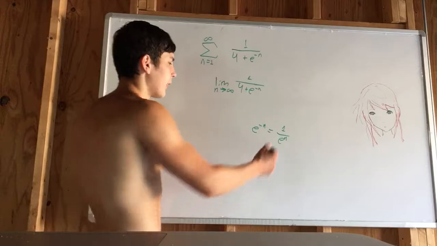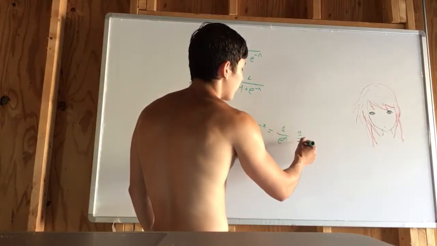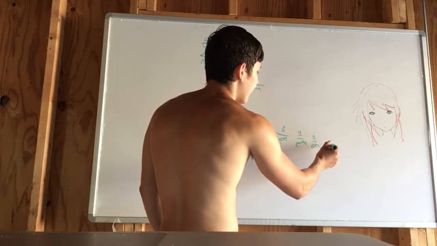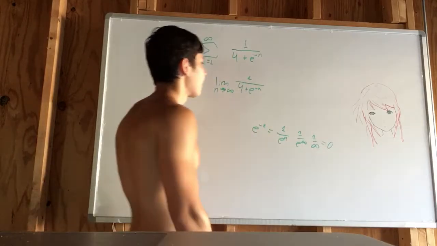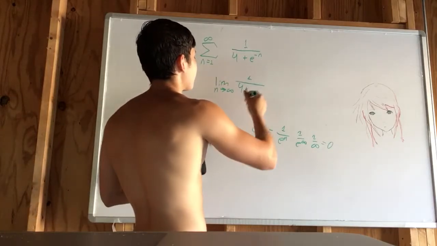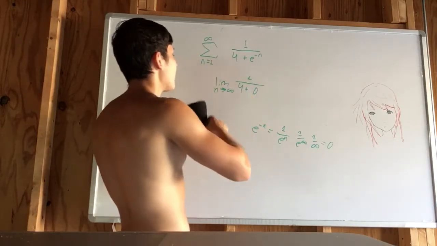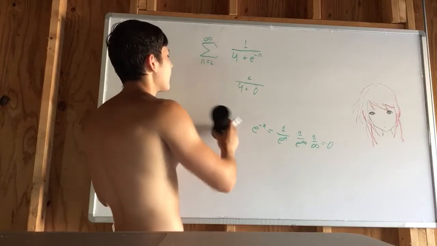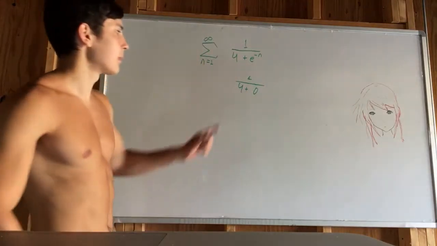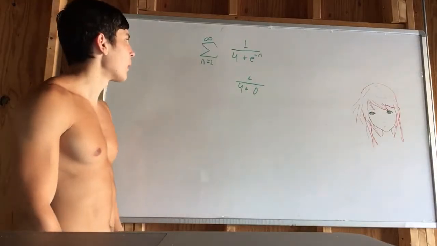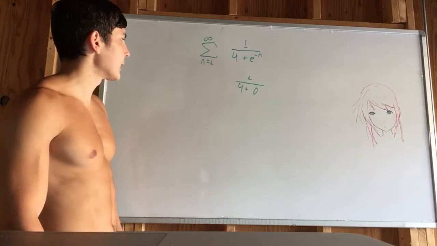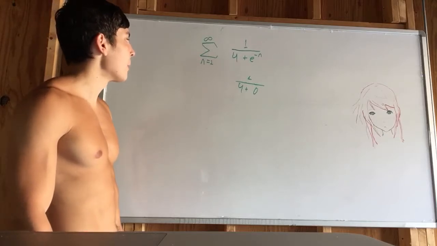So we're plugging infinity here. This is 1 over e to the infinity, which is 1 over infinity, which goes to 0. So this goes to 0 once we plug in our limit. So we would have 1/4 as our limit, as what this is approaching.